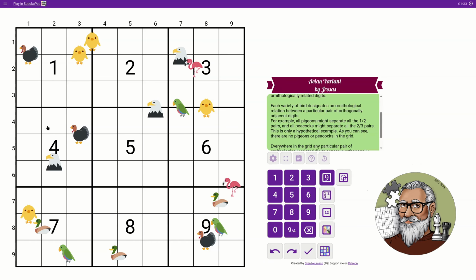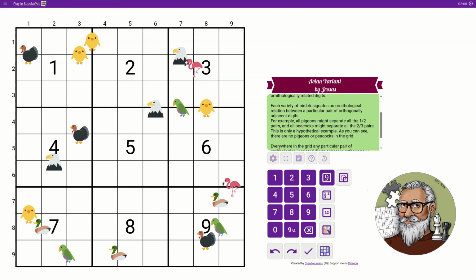Pigeons? And all peacocks might separate all the 2-3 pairs. This is only a hypothetical example. As you can see, there are no pigeons or peacocks in the grid. All of that is just hypothetical in there, right? Okay, yeah, there aren't, so it's about the ratio, right? Yeah, it's about the ratio.